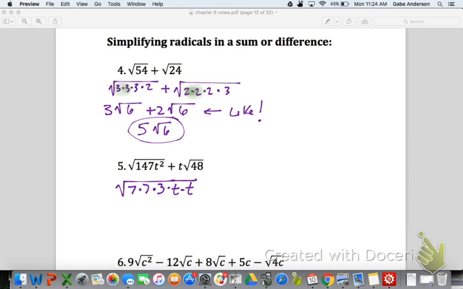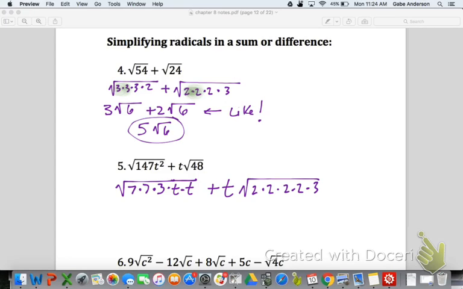And then this one over here on the right, 48. What are the prime factors of 48? 8 and 6. Okay, 2, 2, 2. So it's going to be 2, 2, 2, 2, 3. 4 2's and a 3. That's right. So 2 times 2 times 2 times 2 times 3.